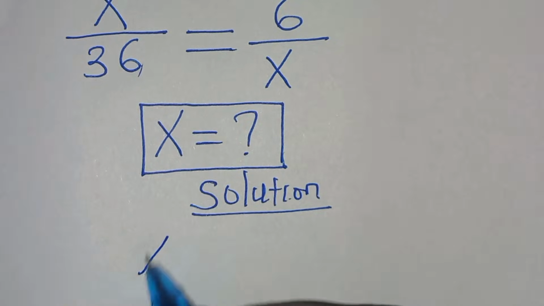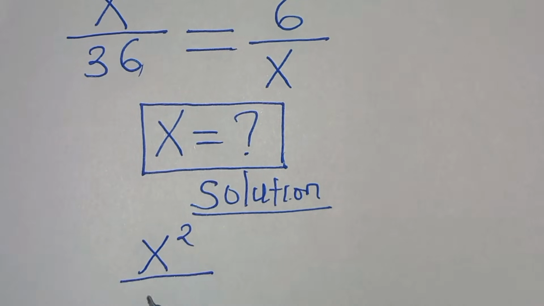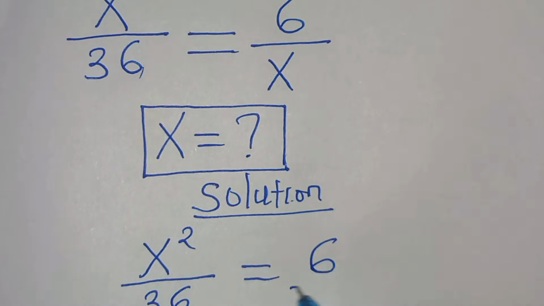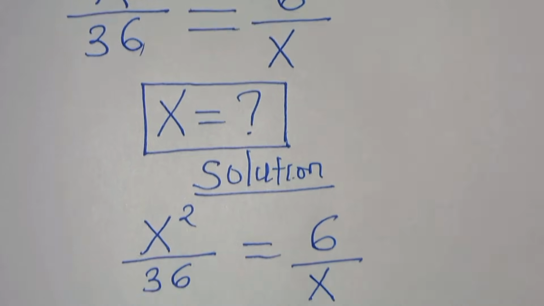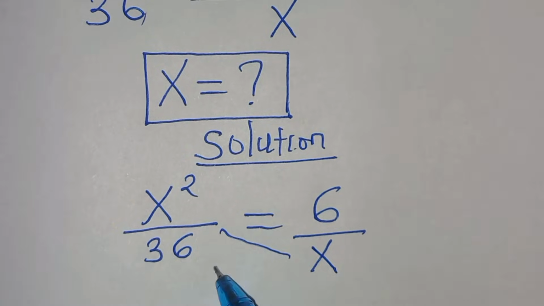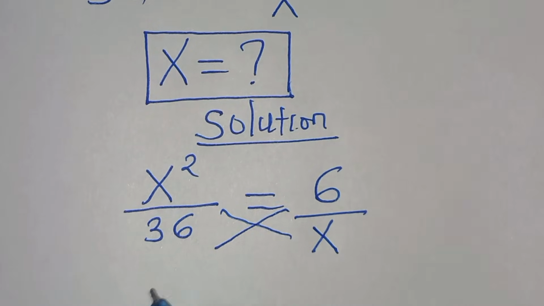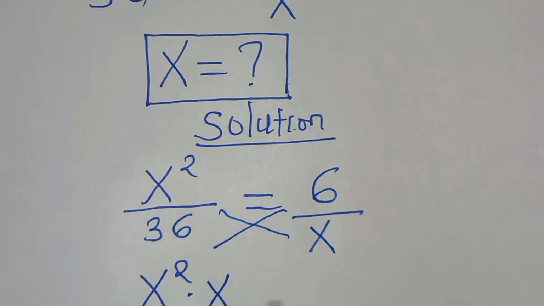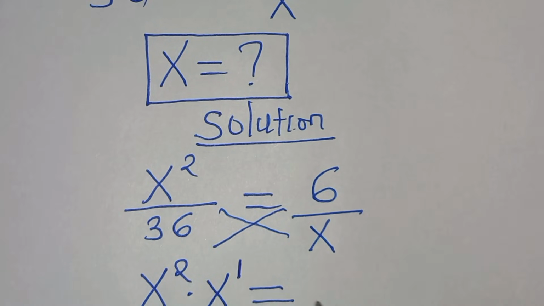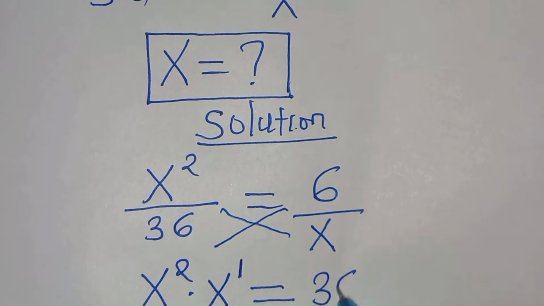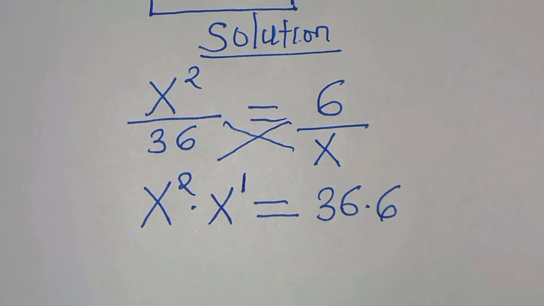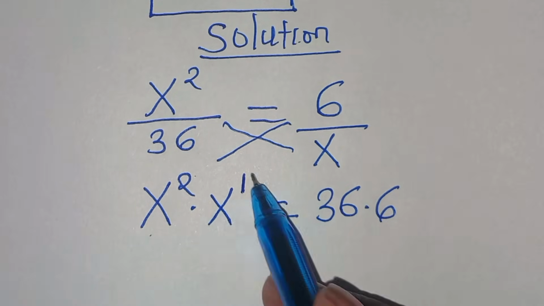We have x to the power of 2 divided by 36, which is equal to 6 over x. The first step is to cross multiply here, so that now we have x to the power of 2 multiplied by x, where x is x raised to the power of 1, equal to 36 multiplied by 6.